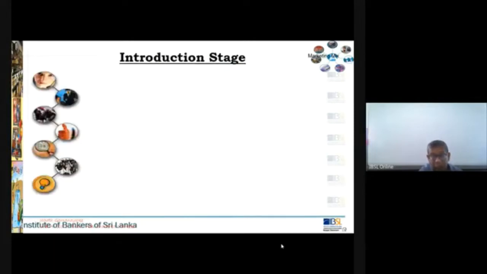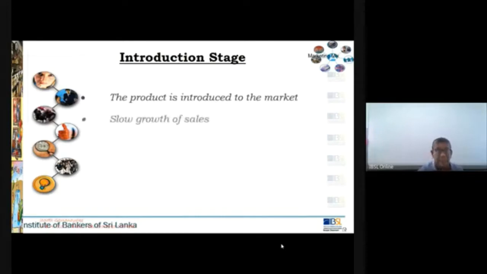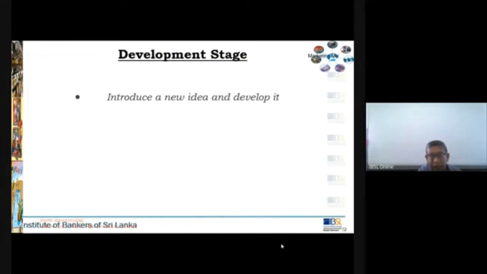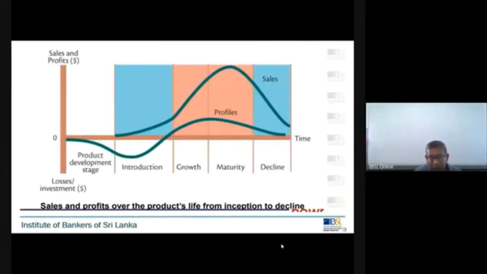Then you move into the introductory stage. What does the introductory stage mean? Now you're introduced to the market. You give birth to your product. That is the introduction stage. You introduce this product to the market, but you note that there is slow growth. You see the slow growth.